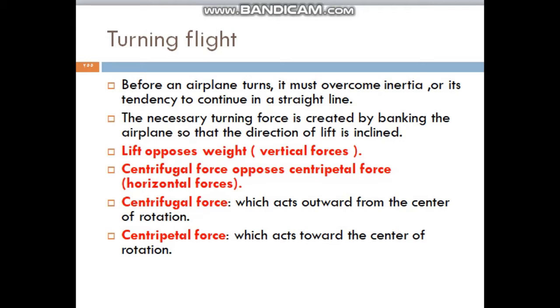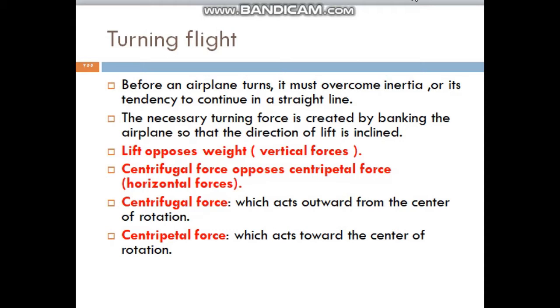Before an airplane turns, it must overcome inertia, or its tendency to continue in a straight line. The necessary turning force is created by banking the airplane so that the direction of lift is inclined. The lift opposes weight as vertical forces. The centrifugal force opposes the centripetal force. It will give us a horizontal force.